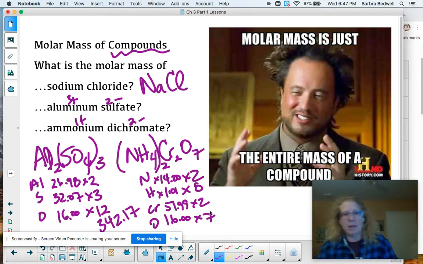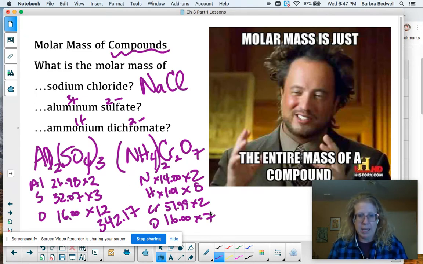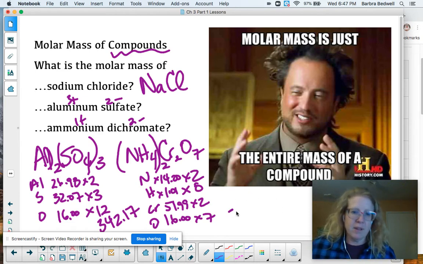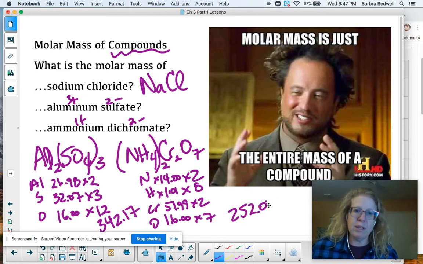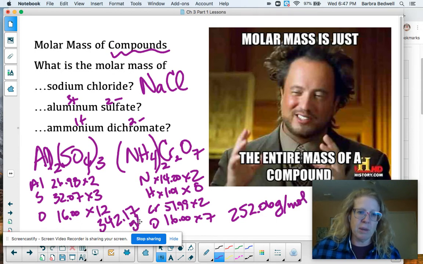So by the time you add all these up, 14 times 2 plus 1.01 times 8 plus 51.99 times 2 plus 16.00 times 7, I enter that in my calculator, and I get a total molar mass of 252.06 grams per mole. That would be the official units for these. This is grams per mole as well.